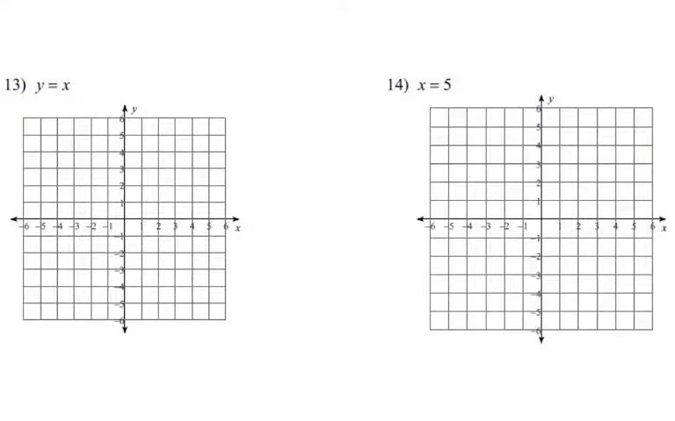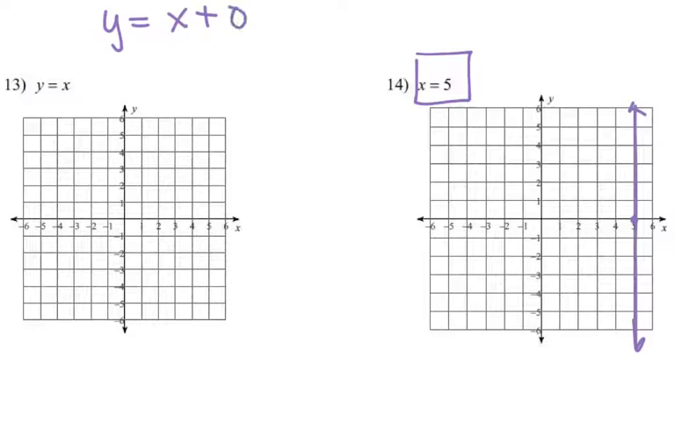Alright, now 13 looks crazy. 14, we know how to deal with that. X equals 5. Go to 5, draw that vertical line, call it good. Now 13, y equals x. Okay, we could say plus 0, so my y-intercept is at 0.